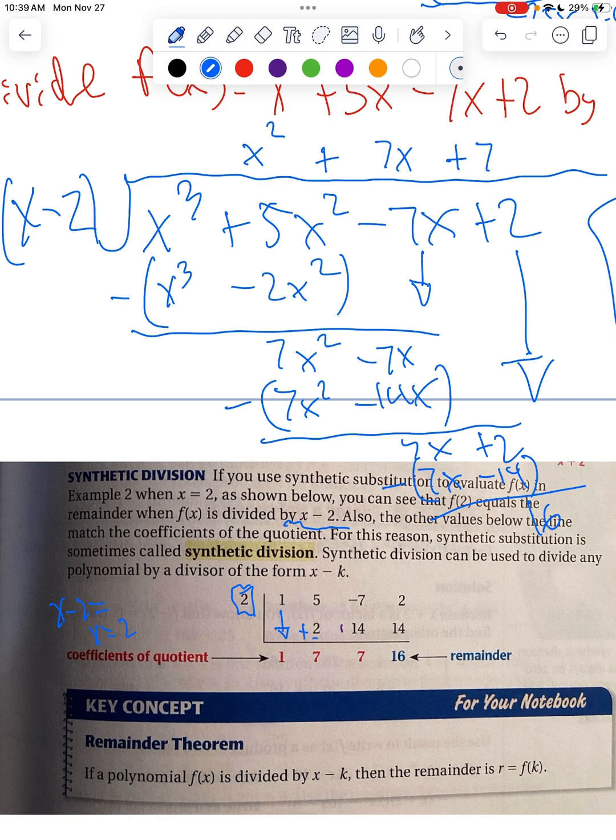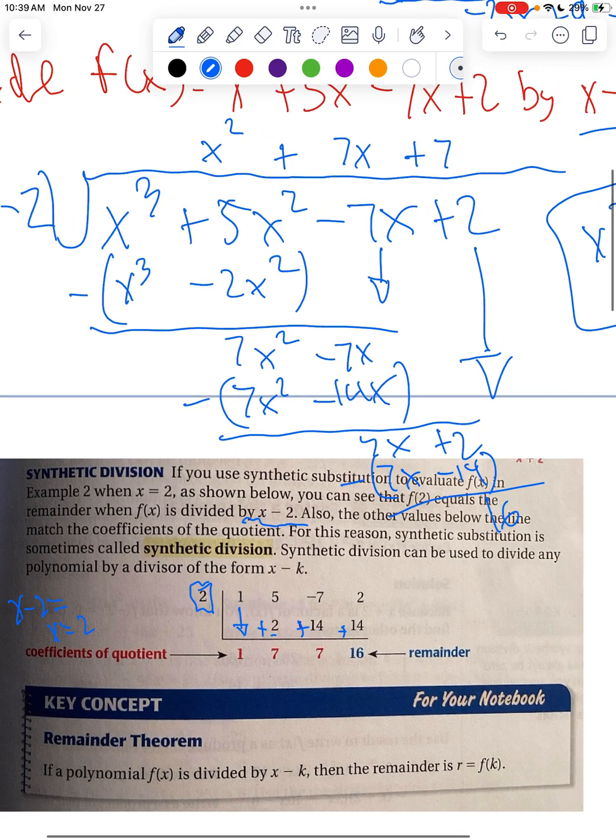5 plus 2 is 7. 7 times 2 is 14. I'm going to add and get 7. 7 times 2 is 14. I'm going to add and get 16.